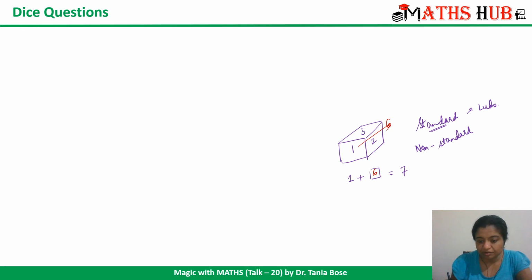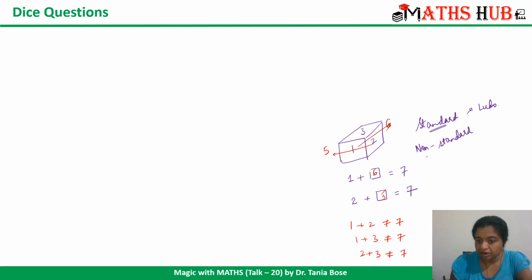Similarly, if somebody asks you what is the face opposite to the number 2, you need to add something to 2 so that you get 7. The answer is 5. That means the face opposite to 2 is 5, right? That is the case of a standard dice, and you can also see that the faces which are adjacent to each other can never sum to 7. So 1 plus 2 is not equal to 7, 1 plus 3 is not equal to 7, and similarly 2 plus 3 is not equal to 7, right?